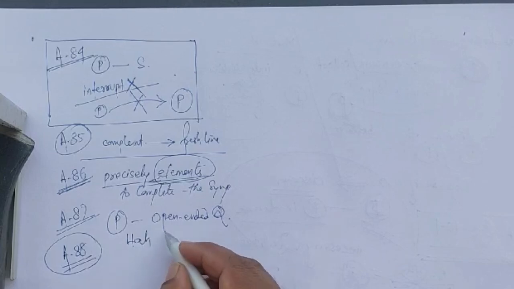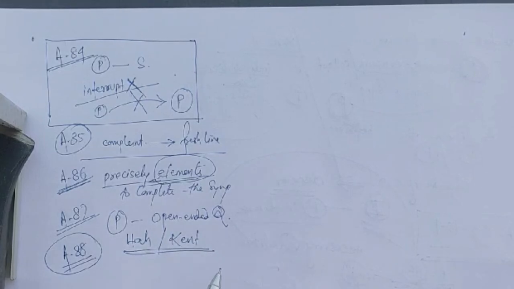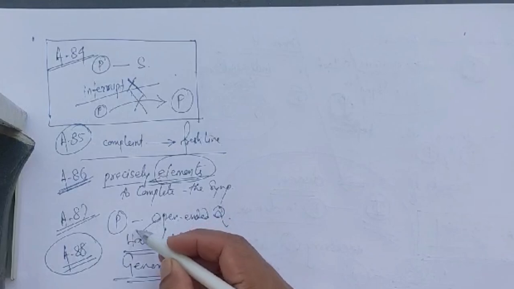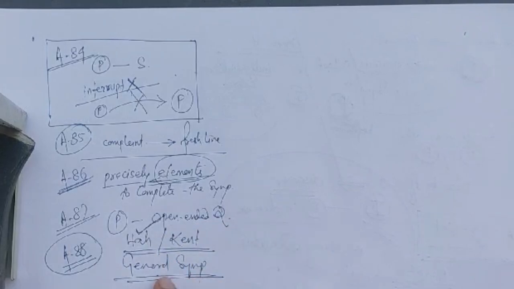Hahnemannian view and Kantian view are similar. Interrogation about the general symptoms. Here Hahnemann also has given importance to general symptoms, and Kent also has given importance to general symptoms. So interrogation about the general symptoms of the patient. Here Hahnemann also is giving importance to general symptoms, physical generals, mental generals. Hahnemann has given the importance.